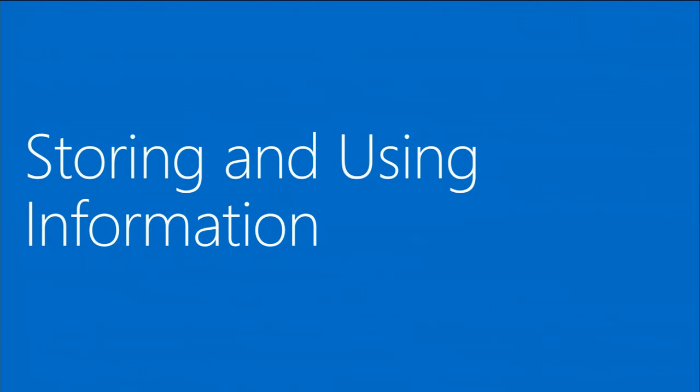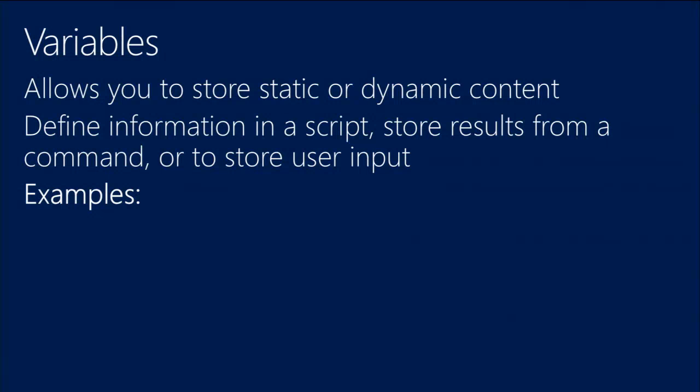All right, so next we're going to talk about storing and using information. So we'll talk first about variables. They're going to allow us to store static or dynamic content, define information in a script, and then store results from a command, things like that. So the first example we have here is $LyncServer equals fe1.ocsguy.local. So anytime I write a script like a provisioning script, you're going to have to use a server name in that maybe 10, 15, 20 times.